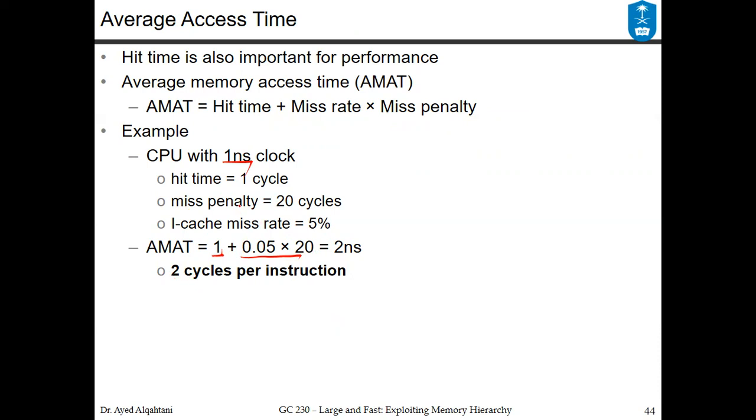So previously, if you consider only the hit time without worrying about the cache performance, you would say that you will need only a single cycle to finish. However, because we need to worry about the cache performance, the real average memory access time is actually 2 cycles. 1 cycle is the hit time, and another cycle because of the miss.